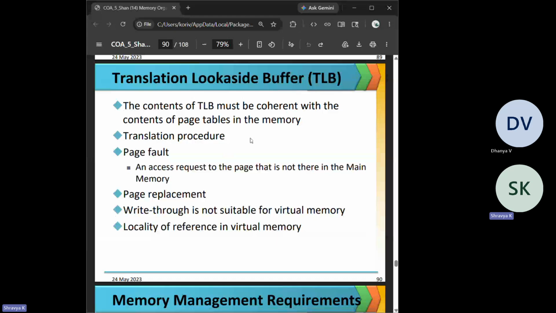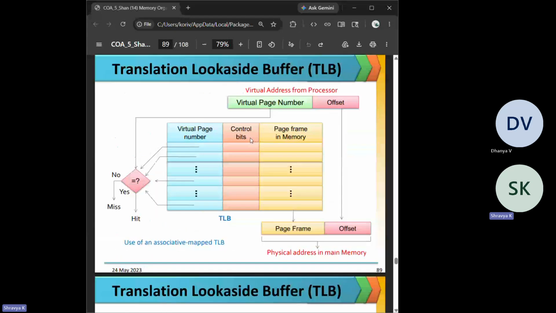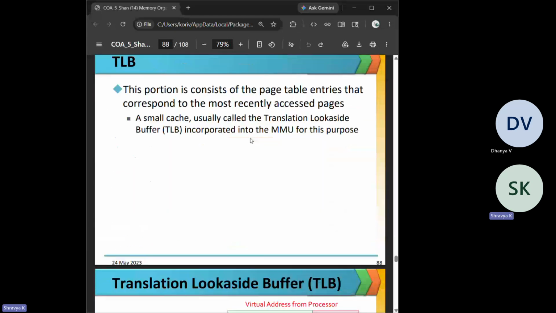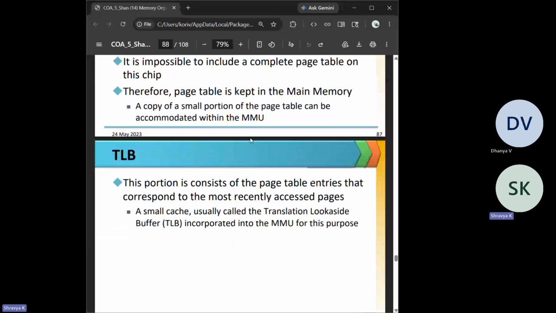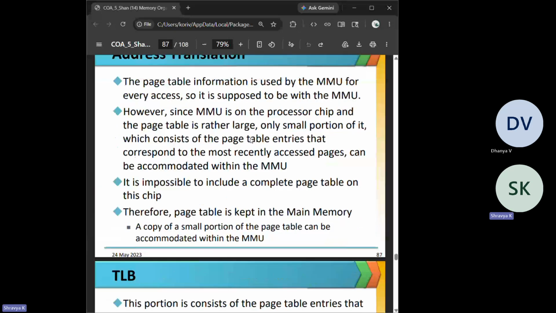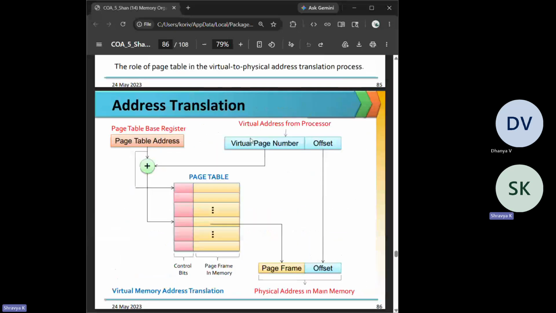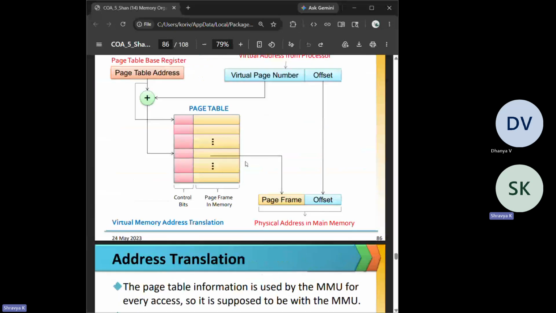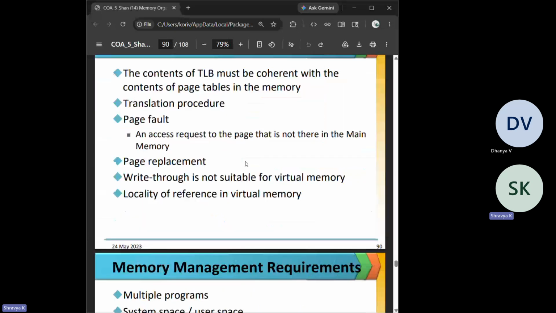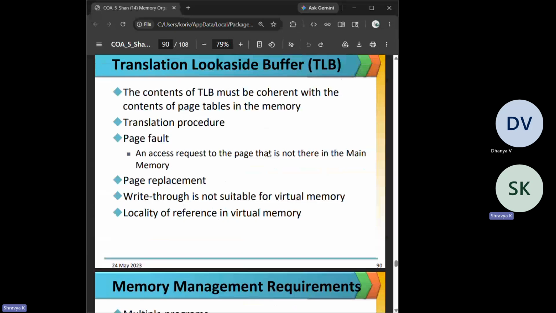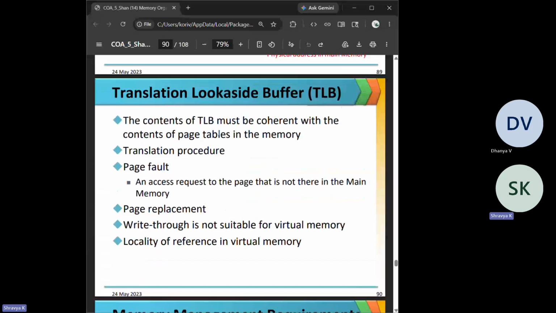And then we looked at the translation procedure over here, right? We looked at how the address is translated. And a page fault is essentially when there's an access to a page that is not there in the main memory either, right? If there's an access to a page which is not there in the TLB, that's just a miss, that's a page miss. But if there is an access to a page which is not even present in the main memory, that is what we call a page fault, right?